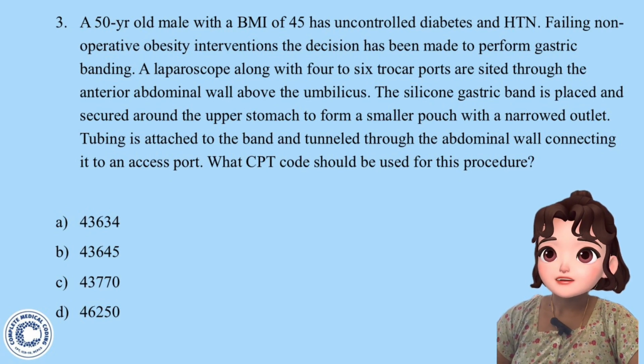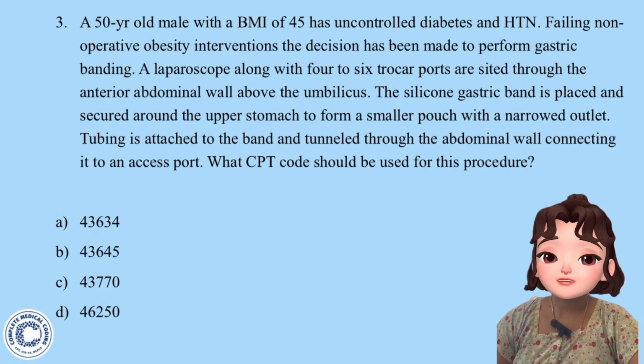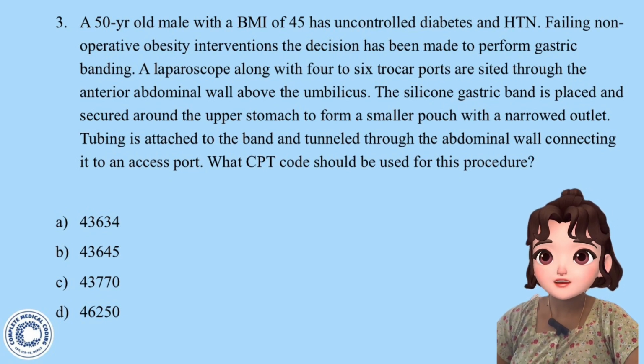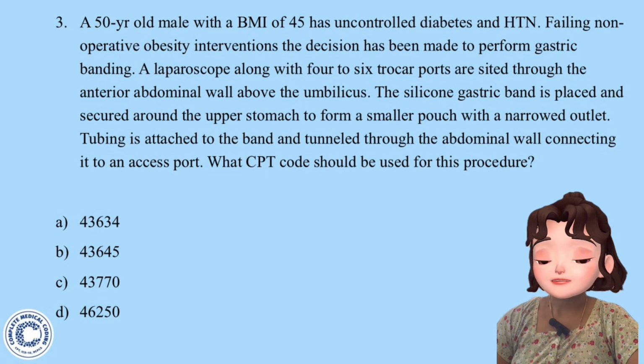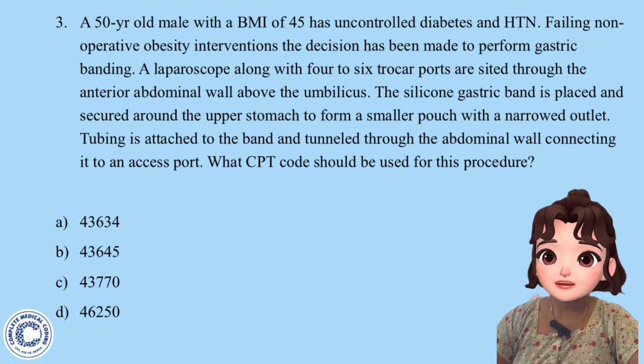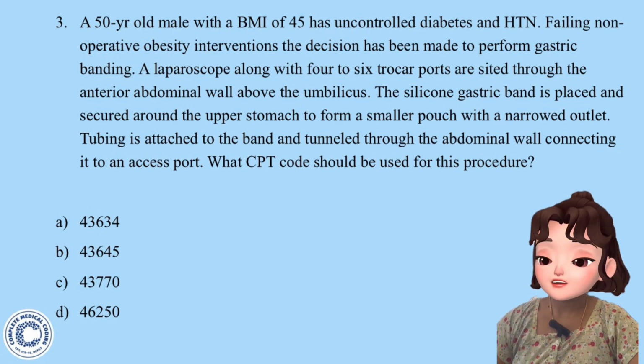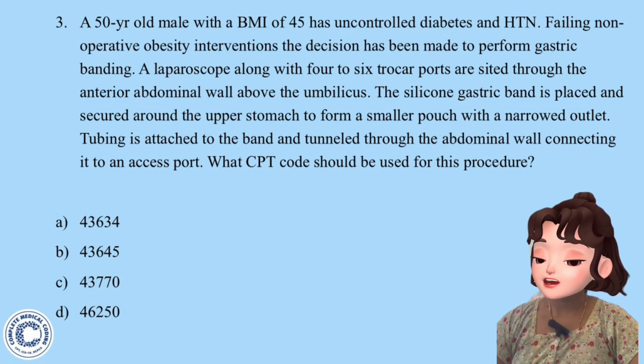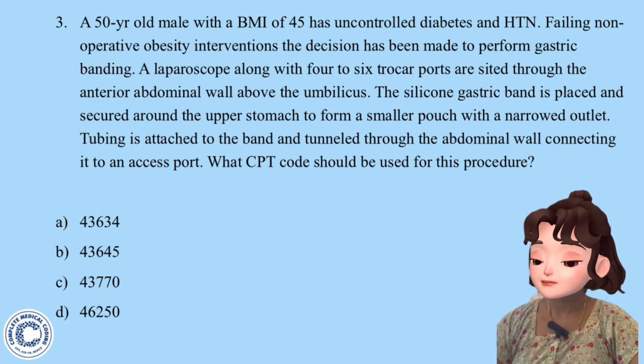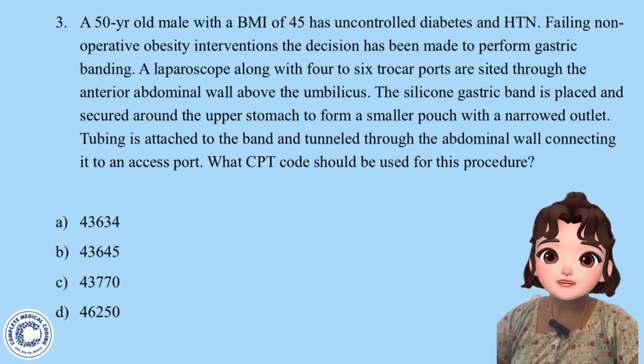So here, what procedure is being carried out? It's a laparoscopic procedure, right? Because in the third line it's mentioned laparoscope along with 4 to 6 trocar ports are sited. So it means laparoscopic procedure, and gastric banding is the procedure done here. Anyway, let's directly move to the options one by one. What is 43634? The first option for CPT code, 43634. Gastrectomy partial distal with formation of intestinal pouch. This is not a gastrectomy procedure, it's laparoscopy. So you need to find out the code for the laparoscopy, okay?